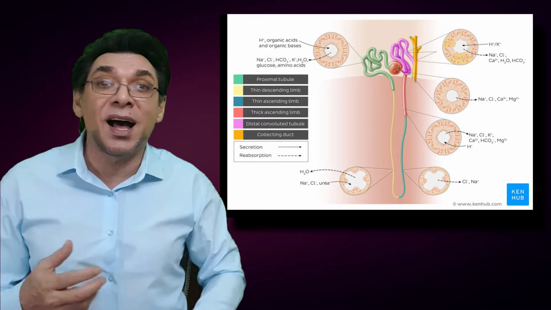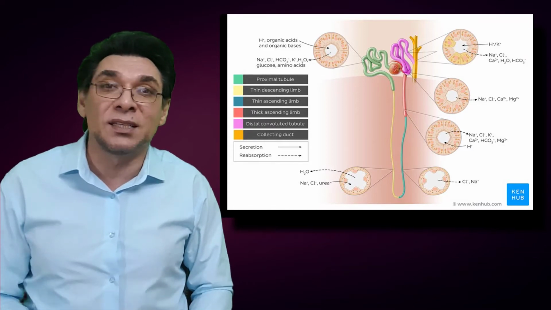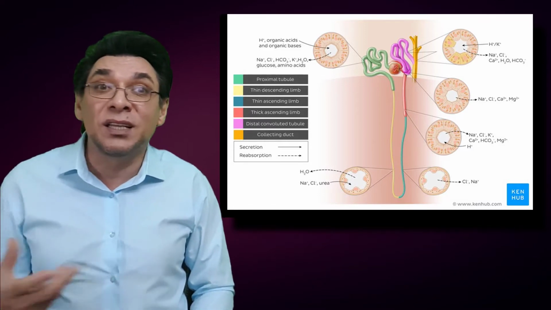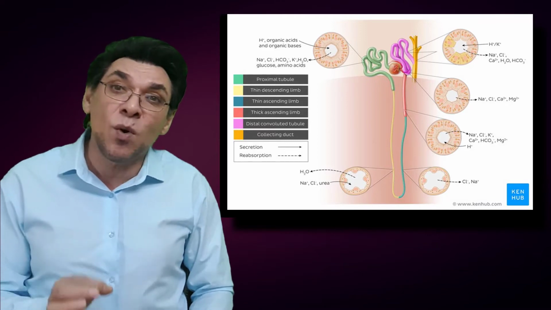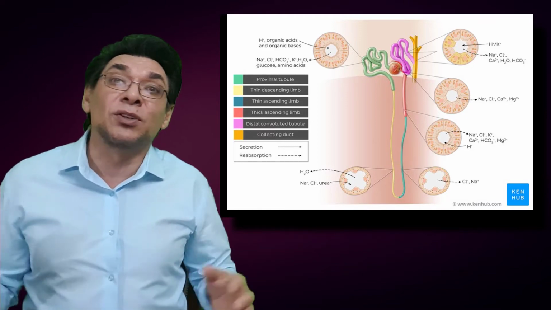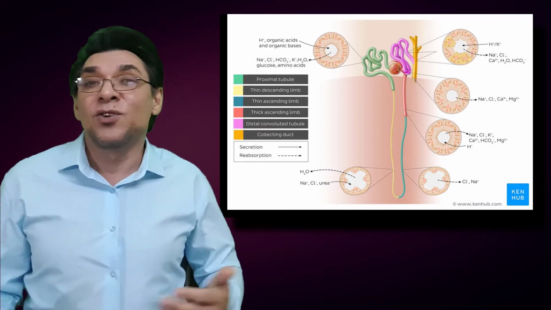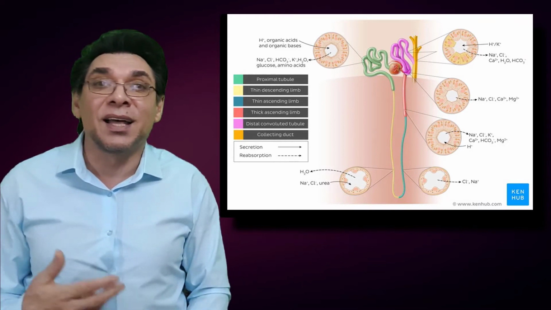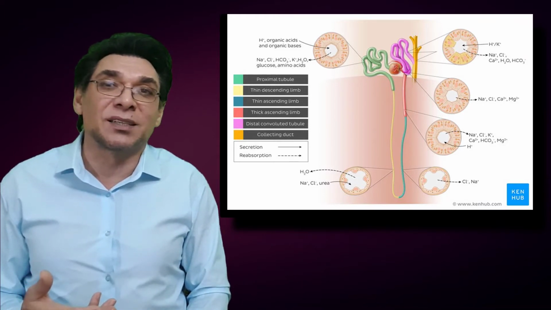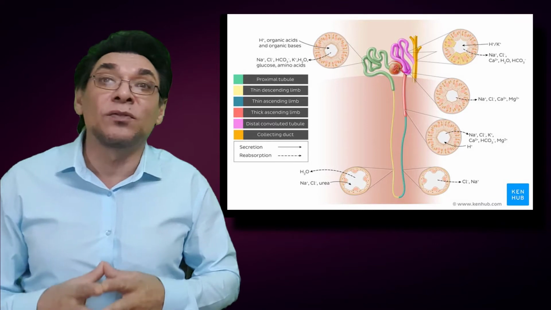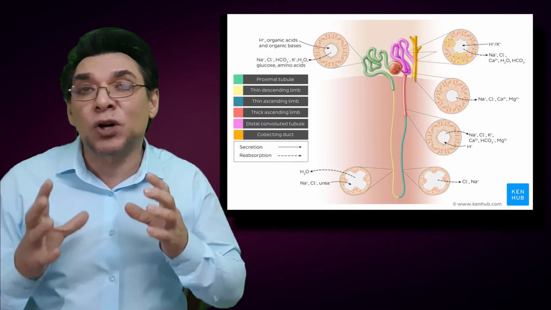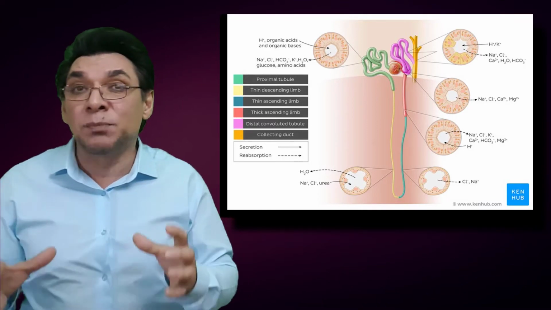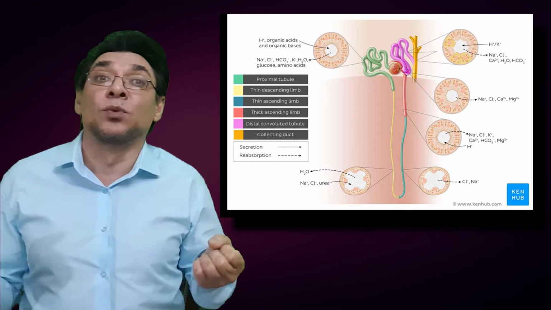Because excess ions and metabolic waste products are not readily reabsorbed, the small volume of urine produced contains a high concentration of ions and metabolic waste products. The proximal convoluted tubule is the primary site for the reabsorption of solids and water.